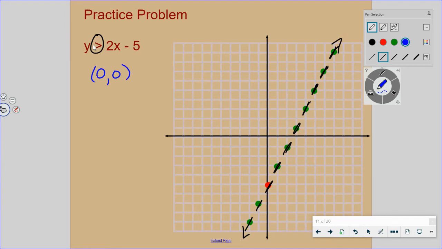And as always, 0, 0 is always a good idea. Substitute in 0 for y, substitute in 0 for x, and let's see. 2 times 0 is 0, minus 5 is -5. True or false? Sure is true. So that one looks good.